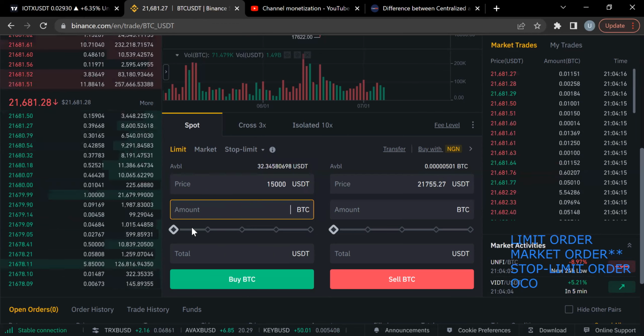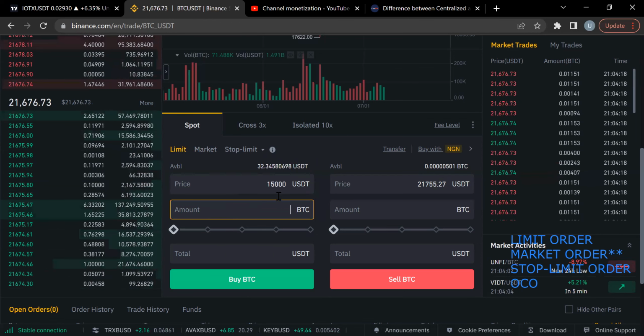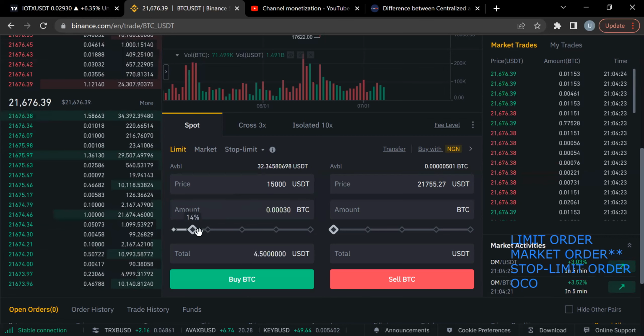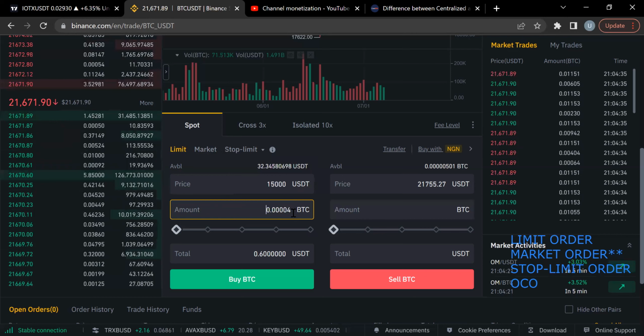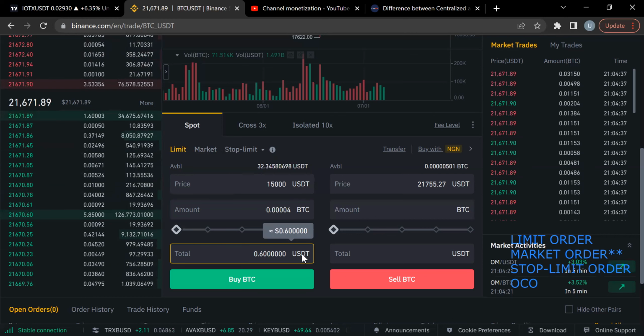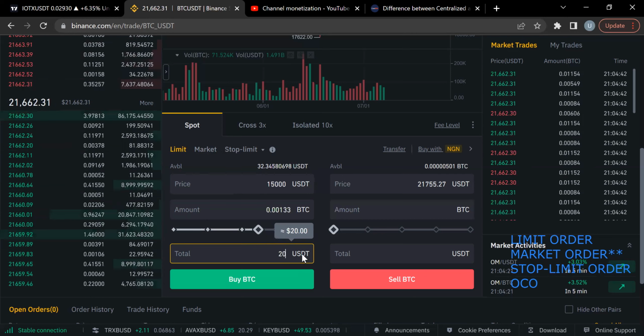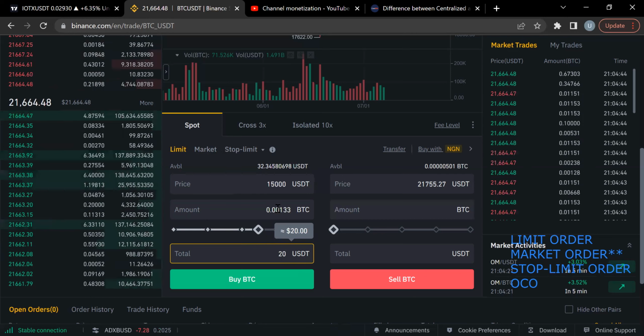Then I'm going to put the amount of Bitcoin I want to buy at that price, right? If I have the amount of Bitcoin I want to buy calculated, I can write it here. But if I don't have it calculated, then I can just come here and press how much in dollars. Let's say I want to buy $20 for it. I just put $20. So that means my $20 is going to buy 0.00133 BTC if BTC should drop to 15,000.